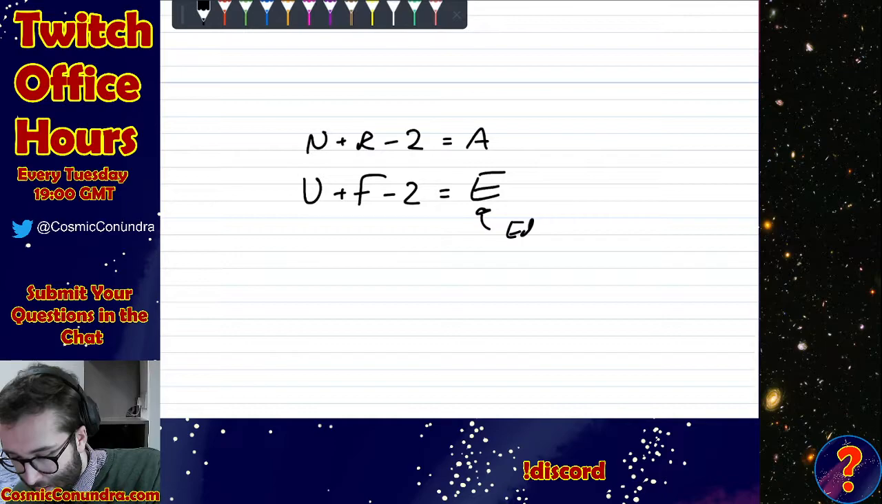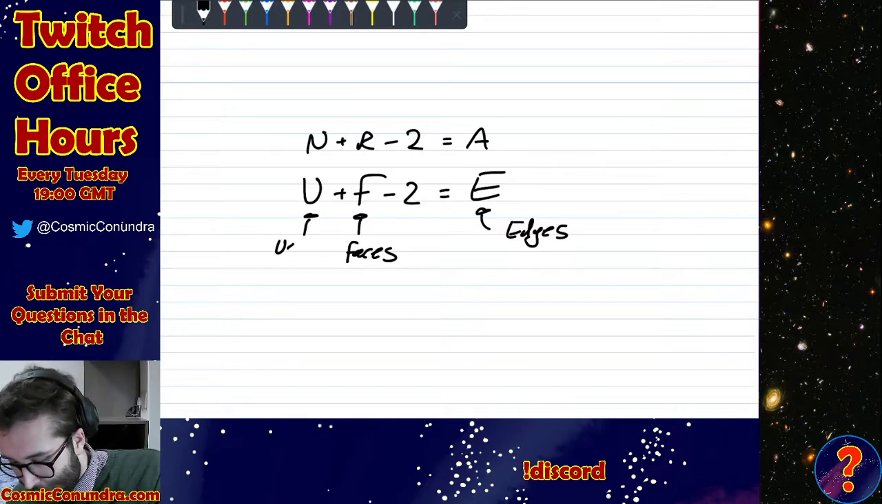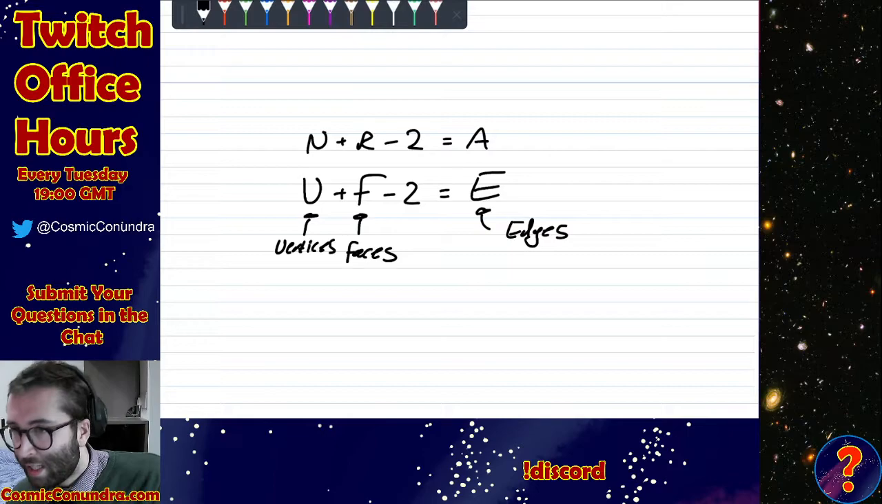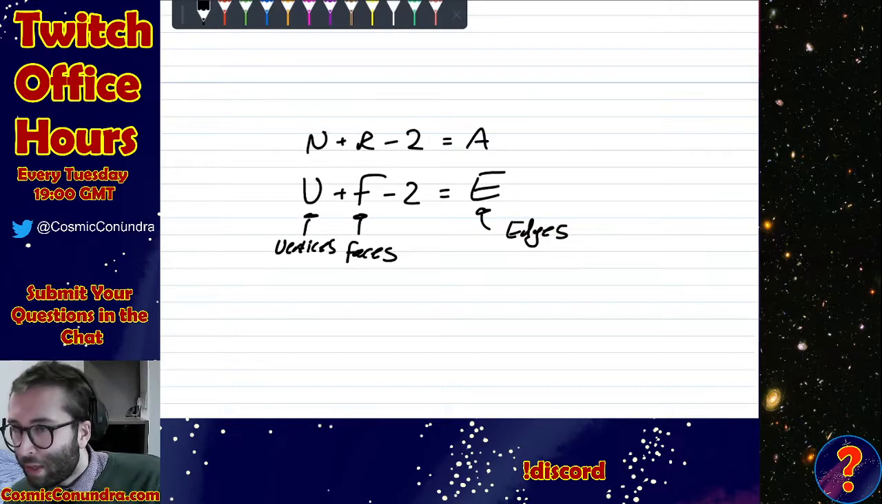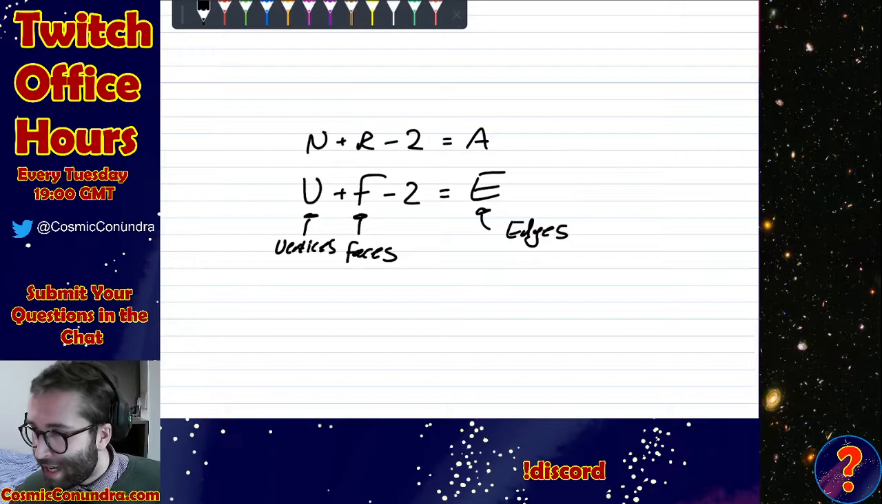Where e is the number of edges on the 3D shape, f is the number of faces, and v is the number of vertices on the shape. Okay? But remember, the defining characteristic of the Platonic solids is that they're all made out of identical faces. So all of the faces that make up these 3D shapes should be identical, and they should be symmetric.